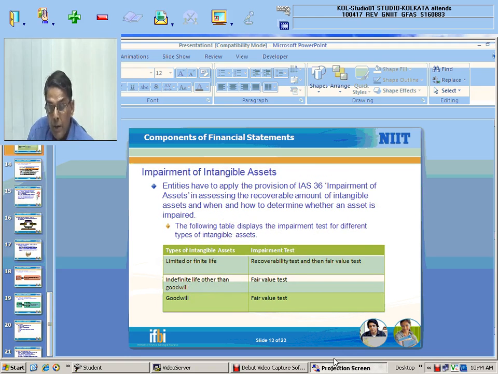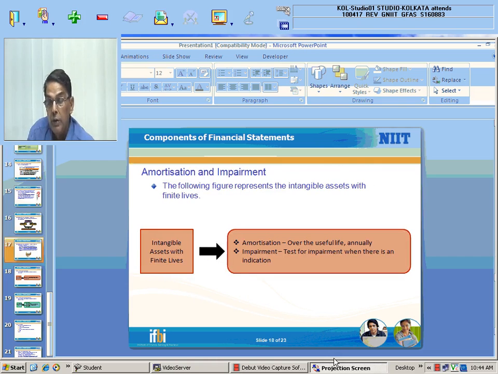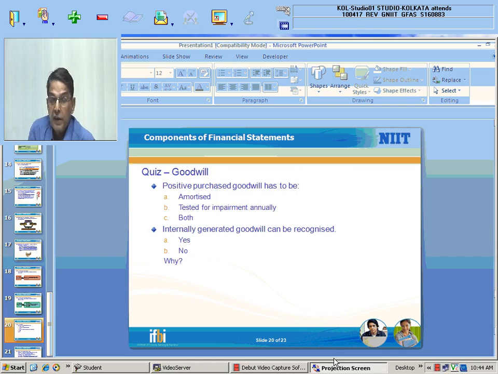Okay. So goodwill which has been purchased has an indefinite life. You cannot put a finite life for goodwill. So this cannot be amortized, so it should be only tested for impairment annually. So the correct answer is B for the first one. Internally generated goodwill can be recognized.